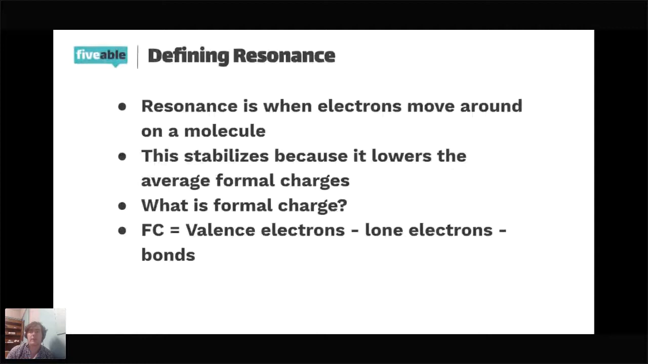So if we think of something like nitrate, does anyone know the charge of nitrate off the top of their head? I wouldn't expect you to have it on the top of your head right now, but I would expect you to have it by the end of the year.